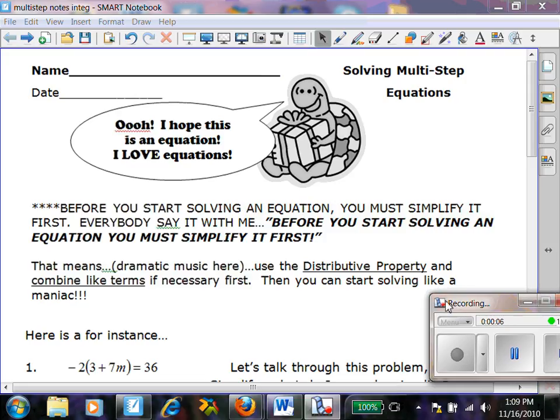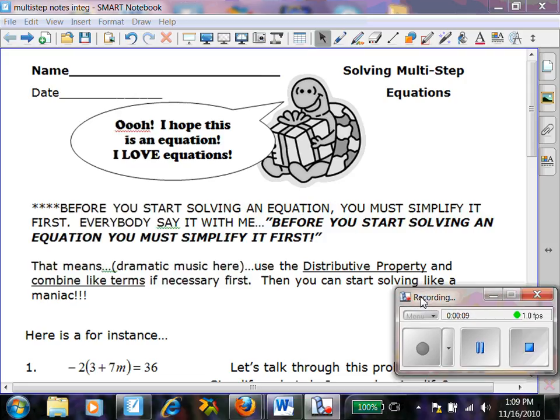Okay, welcome back. Hello everybody. Welcome to solving multi-step equations. If you're familiar with the word multi, that means many, several, more than three. So that means we're going to have to do several steps to solve our equations.